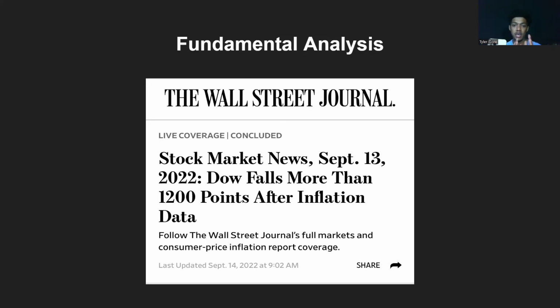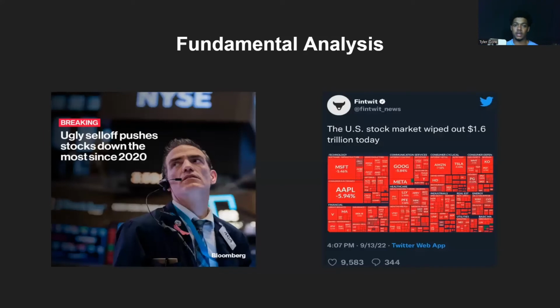And basically, on the 13th, we fell 1,200 points. So 1,200 points is basically like $1,200. And what that led to was basically the worst sell off since 2020. And then we also lost basically 1.6 trillion in a single day, which obviously is not good for anybody. We all saw red that day.